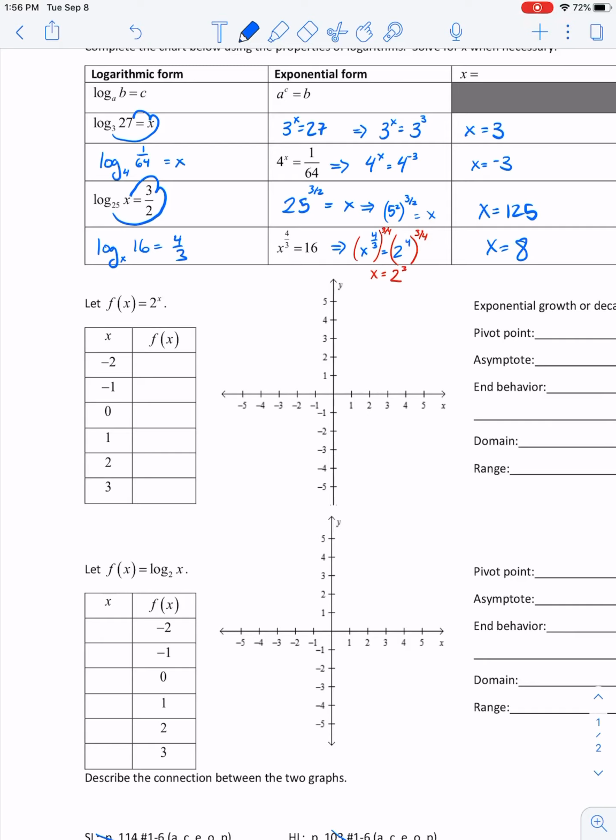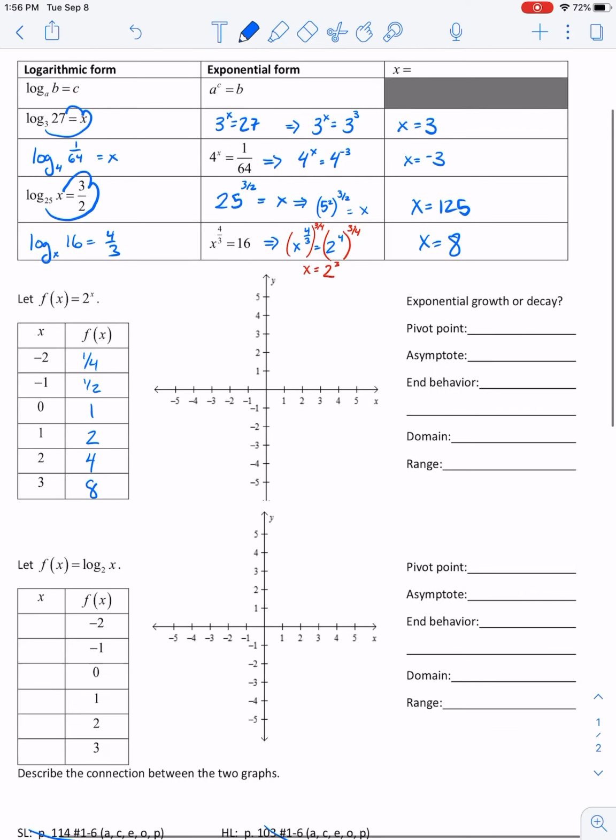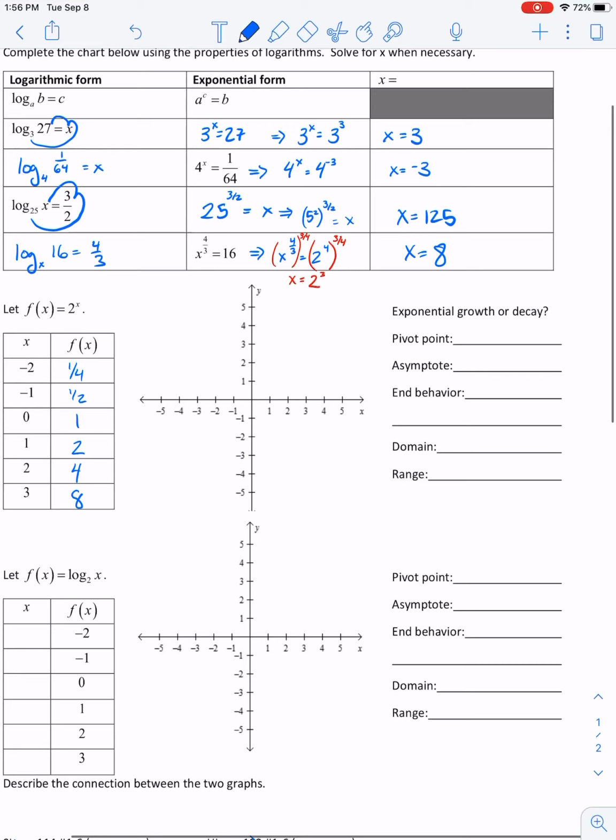So when I raise the 2 to the negative 2, this gives me a 1/4. Maybe I should write it this way, but it gets a little tight. And then to the negative 1, that's 1/2. Anything to the 0 power is 1. Raise it to the 1, raise it to the 2, raise it to the 3. And so now I'm going to graph these points. So negative 2, 1/4, so I'm somewhere in here. Negative 1, 1/2, I'm somewhere here.